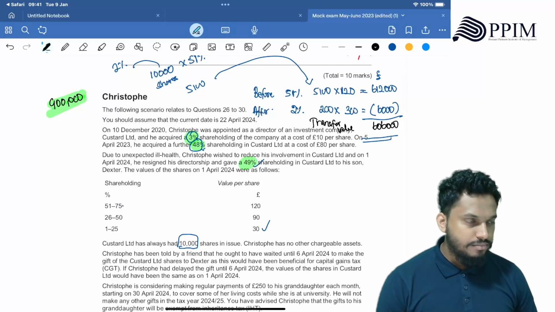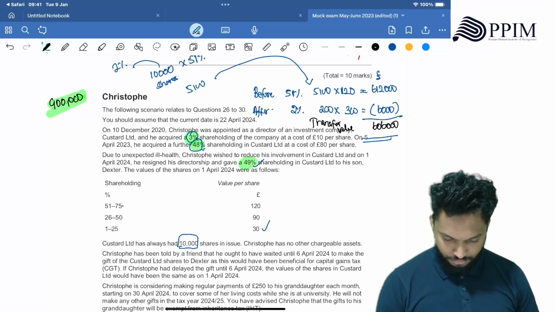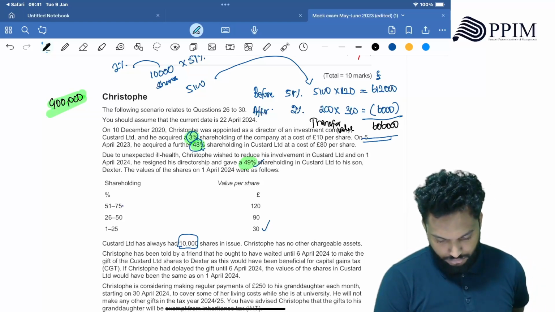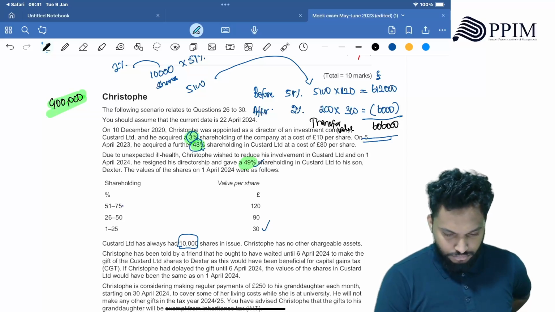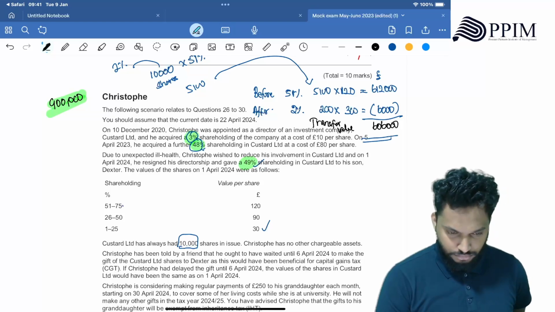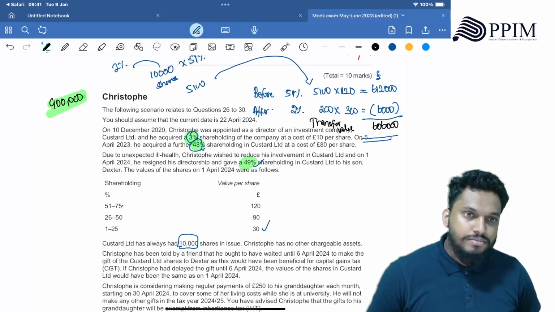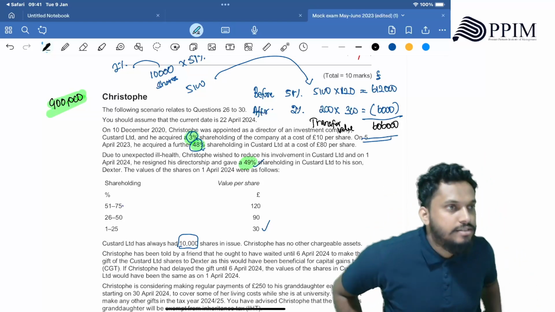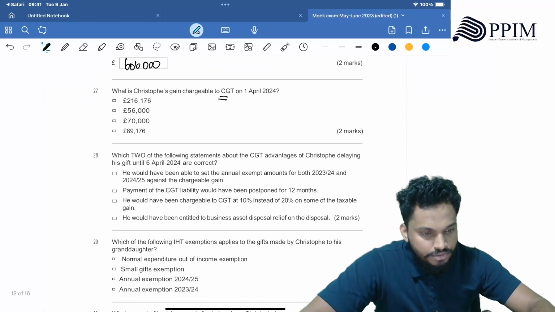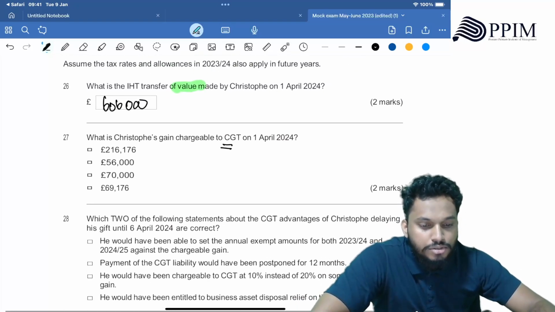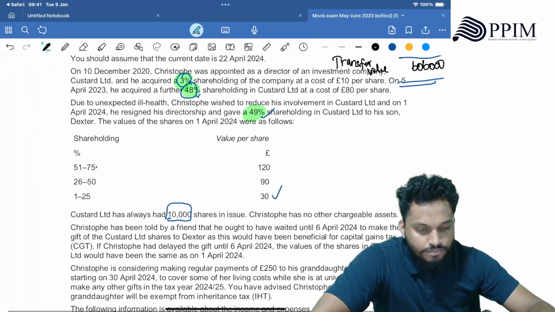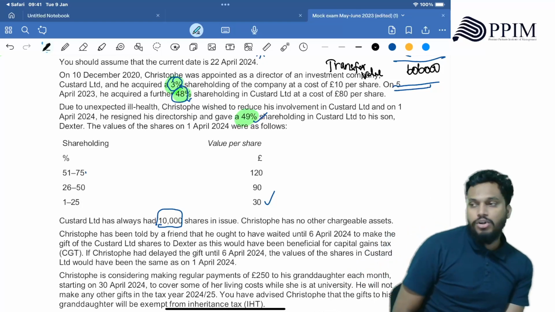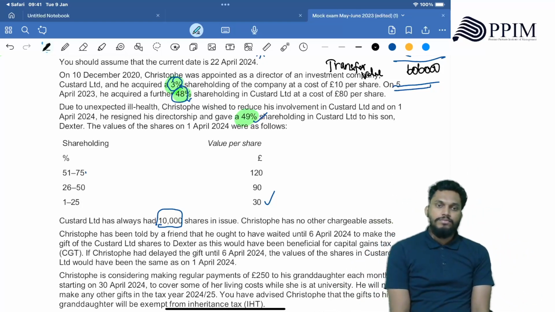So, what's the proceeds? Because you need to find the capital gains tax, you need to know how much you have sold and what your cost is. Then, what is your gain? They're asking for the gains, right? They're asking what is Christopher's gain chargeable to CGT. You didn't read the question well. That's what I'm waiting for. That's why I asked you all to.